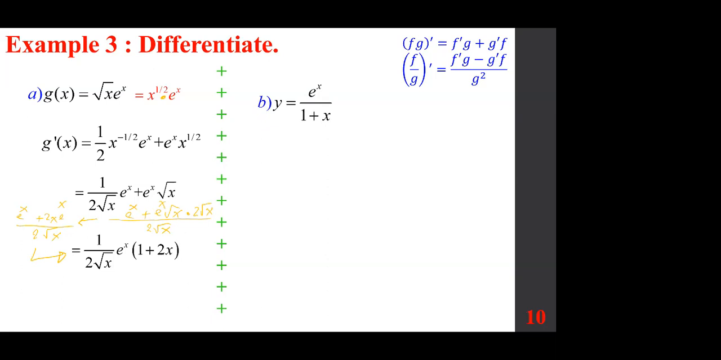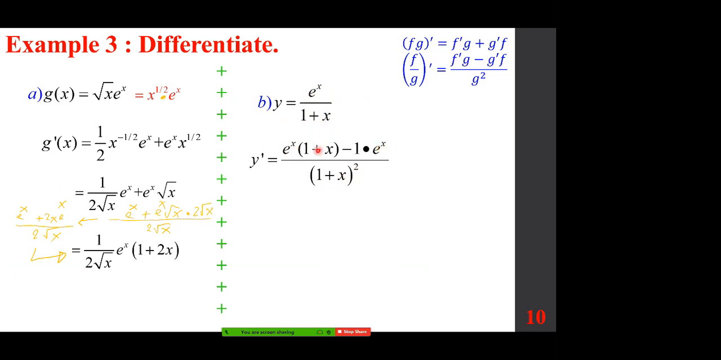differentiation, and this requires the quotient rule. So the quotient rule indicates that, okay, if the top is f, the bottom is the g function, okay? So the derivative f prime g, the derivative of the top is e to the power of x times the bottom, minus the derivative of the bottom is 1 times e to the power of x, over, just write the bottom squared. So you don't have to really do anything for the bottom, just square it, that's all.